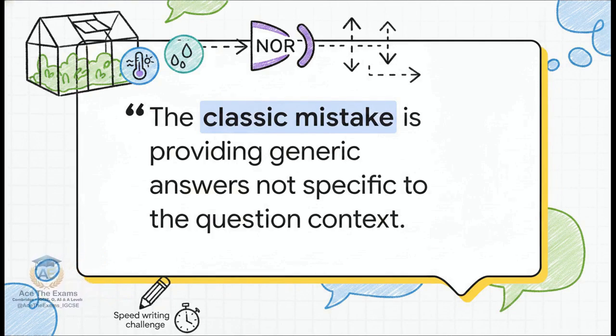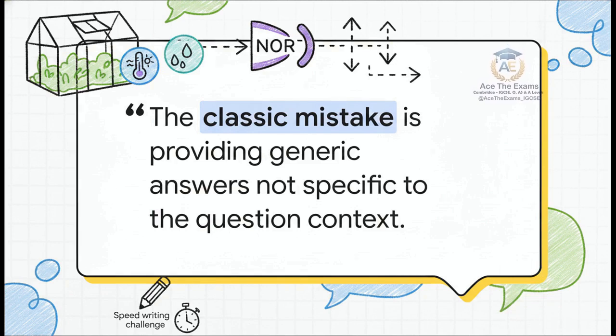All right, we are going to start a 30-second speed writing challenge right now to craft one perfect context-linked PEEL paragraph in your head. Ready? I want you to imagine a 6-mark question asking exactly why a NOR gate is utilized in an automated greenhouse window system. Go. Think about it.